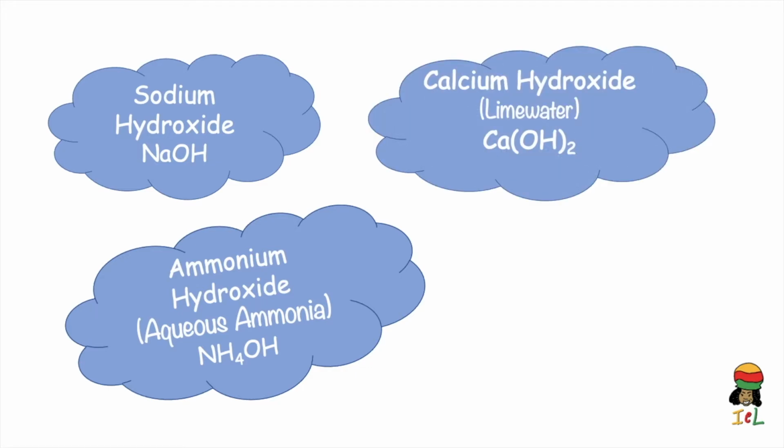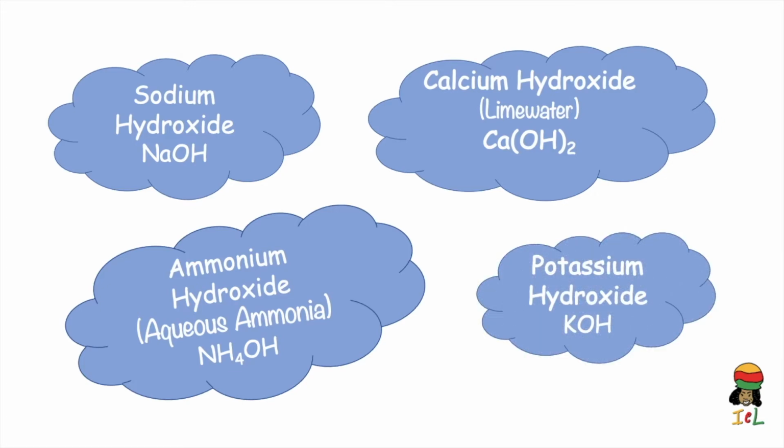Calcium hydroxide, also called lime water, has a chemical formula Ca(OH)2. We use lime water to test for carbon dioxide in the laboratory. Potassium hydroxide, chemical formula KOH. It would be helpful to learn the names and chemical formulae of these alkalis.